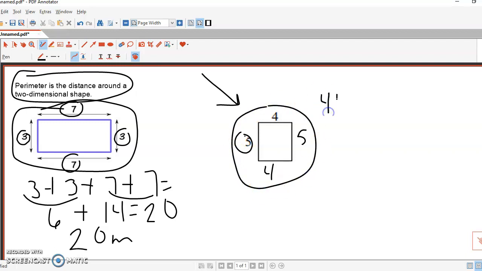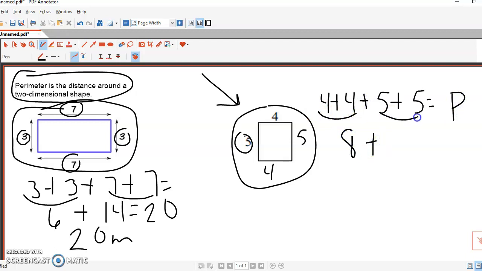So 4 plus 4 plus 5 plus 5 equals blank, equals the perimeter, and we'll put a P for perimeter. 4 plus 4 is 8, plus 5 plus 5 is 10, and 8 plus 10 equals 18. So the perimeter is 18 meters.